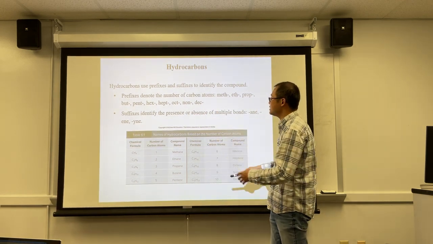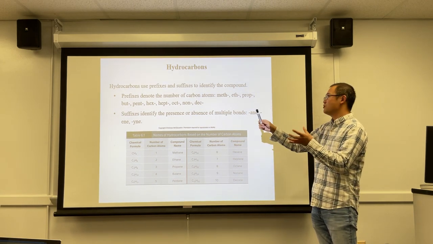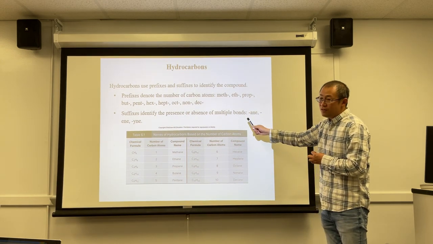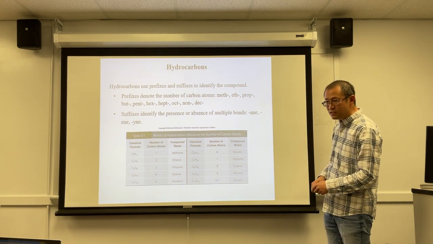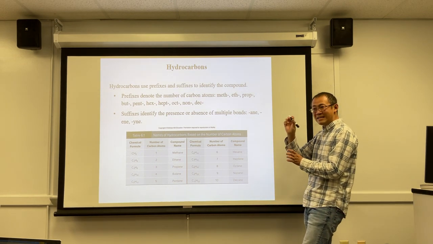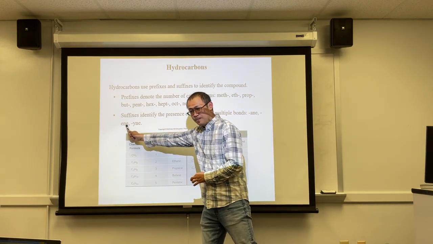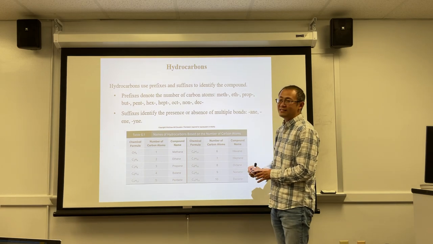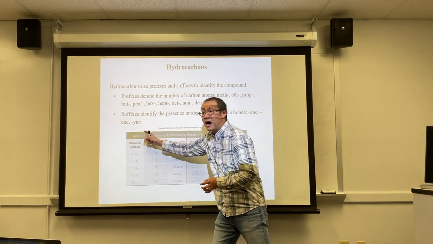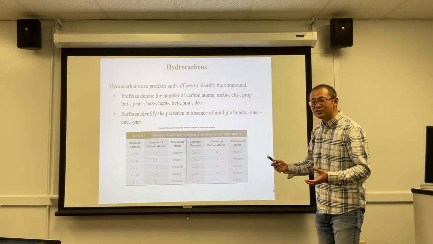Okay, the suffix tells you what type of molecule they are. Most of the hydrocarbons are alkanes. They end with A and E. There are some other types of hydrocarbons. For example, if the hydrocarbon contains a double bond, a CC double bond, those hydrocarbons are called alkenes. If a hydrocarbon contains a CC triple bond, we call those hydrocarbons alkynes. So it depends on what type of molecule, we use different suffixes.